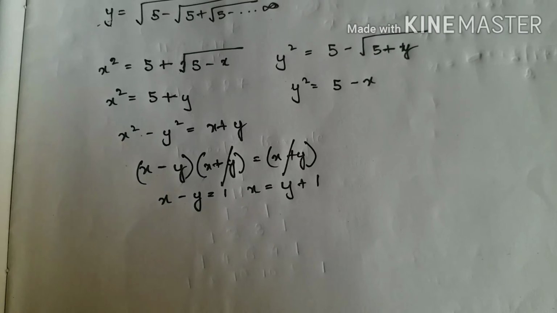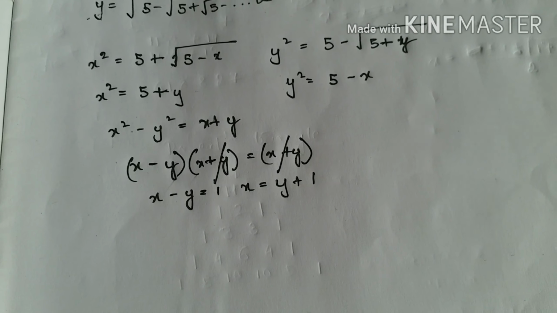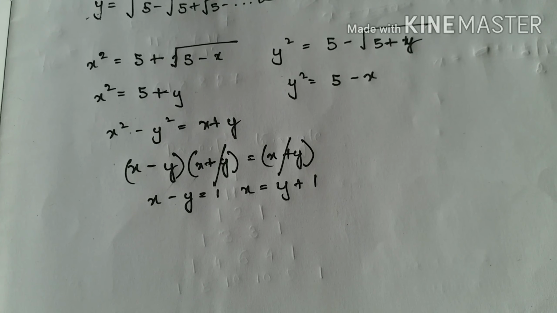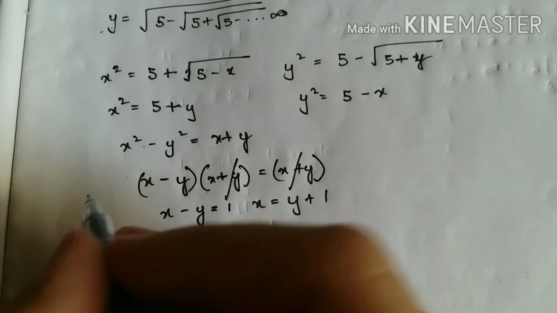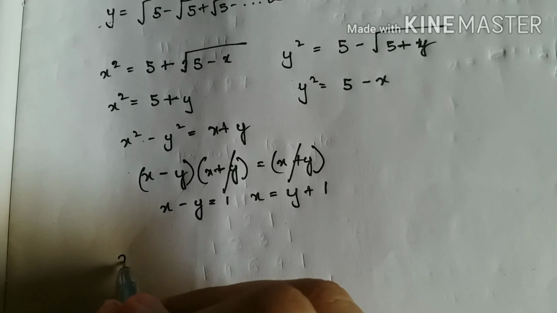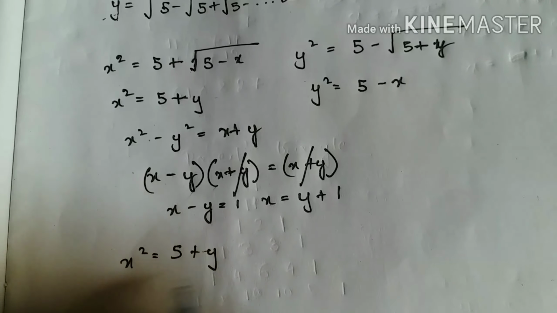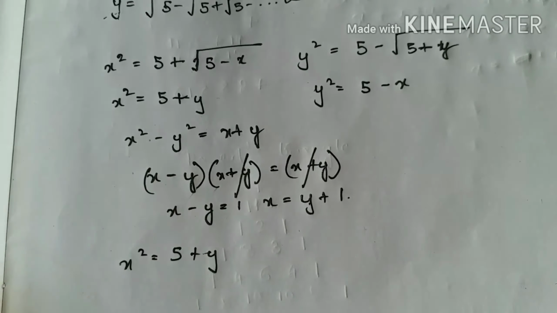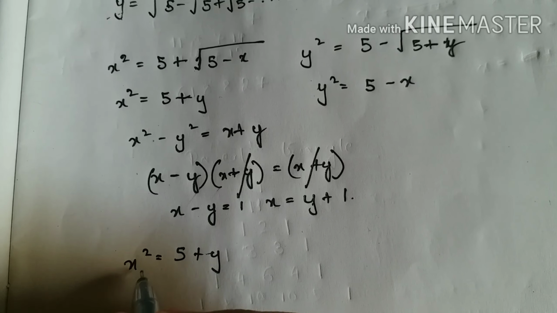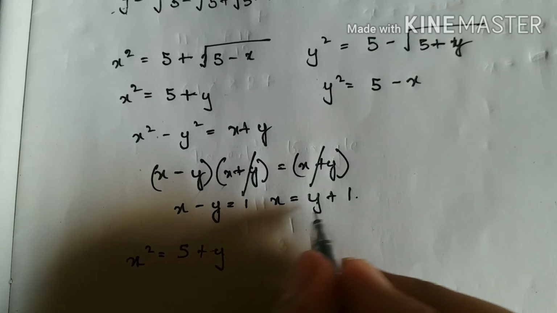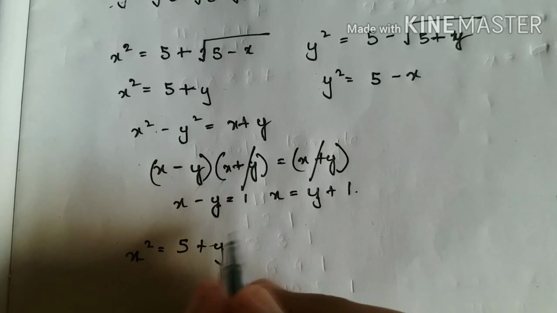Now what to do here? X is equal to y plus 1 we have got. Now substitute in any of the two equations. I am doing it in the first equation, x square is equal to 5 plus y. So put y plus 1, or you can also put y in x. So we can write y is equal to x minus 1.